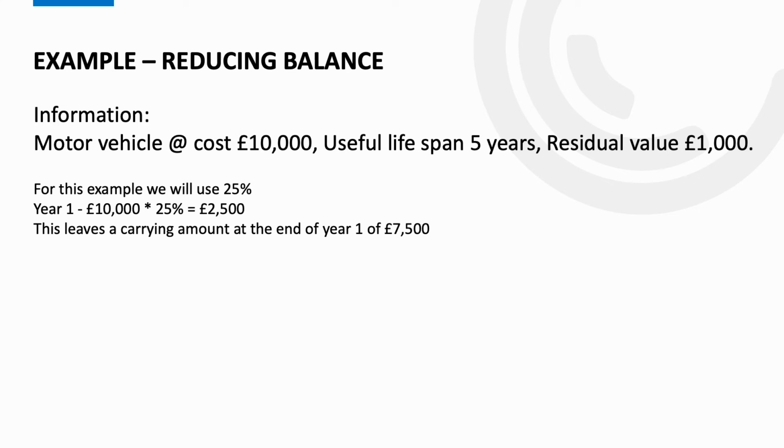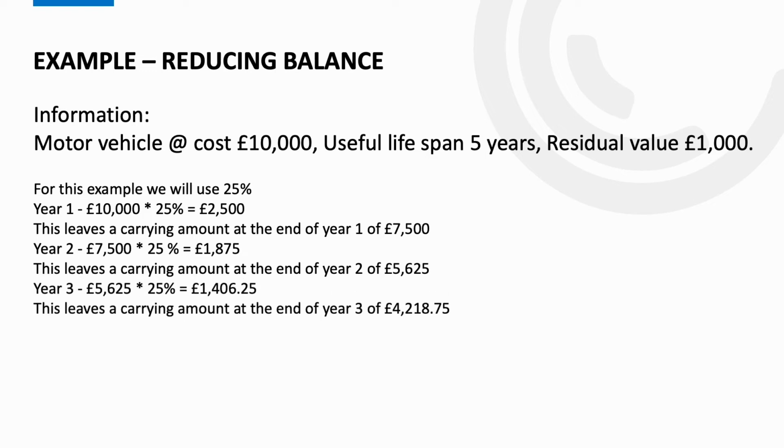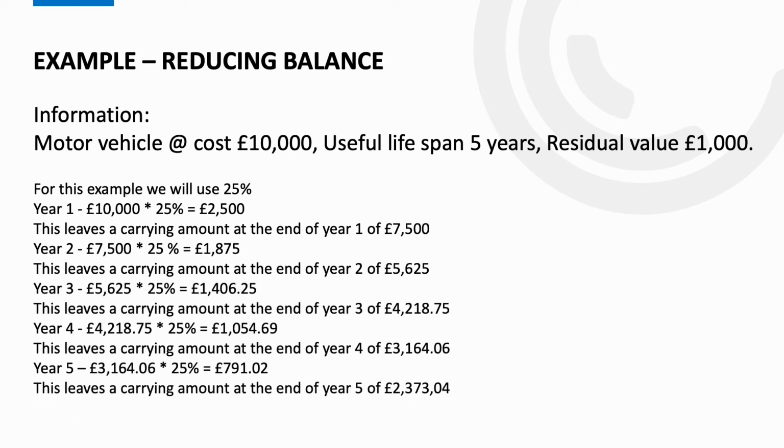Then in year 2, we multiply this 7,500 by 25% to give you £1,875. So your depreciation for year 2 is 1,875. We then take that off and that leaves us with a carrying value at the end of year 2 of 5,625. We then rinse and repeat this for the remaining years of ownership.